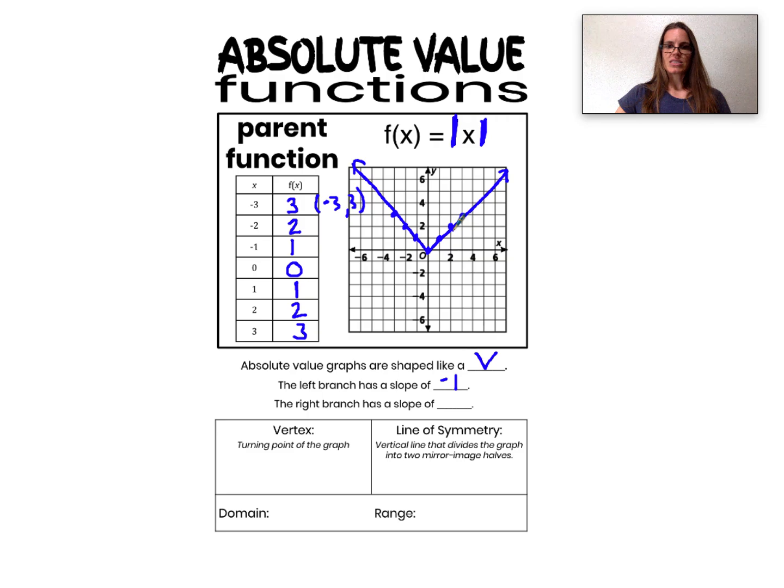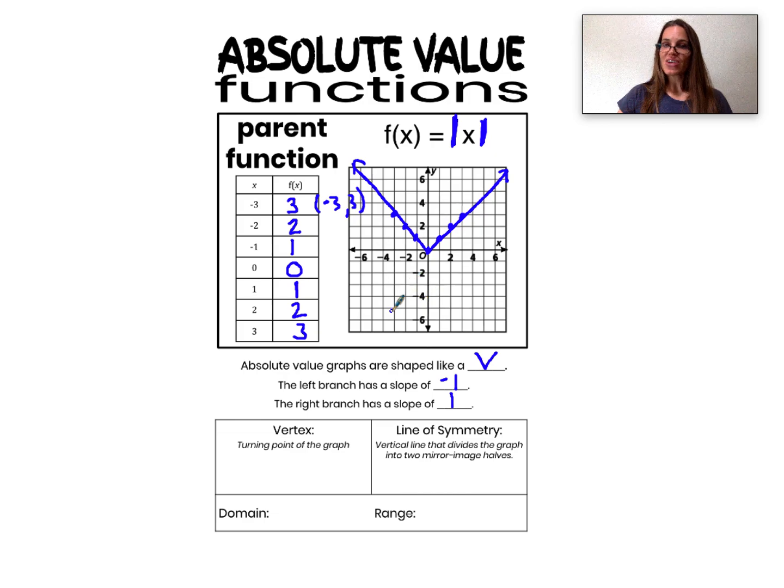The right branch has a slope of x goes up by 1, y goes up by 1. X goes up by 1, f of x goes up by +1. Those are characteristics of this particular graph of the absolute value parent function. Left branch slope of -1, right branch slope of +1. However, every absolute value graph will have similar characteristics, a left branch slope and a right branch slope.